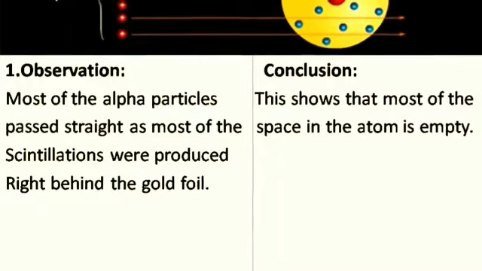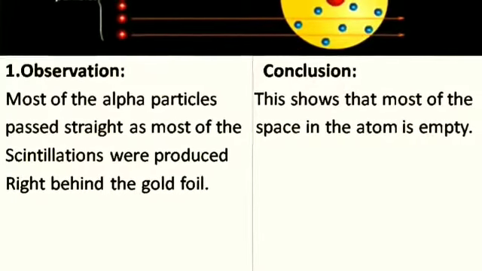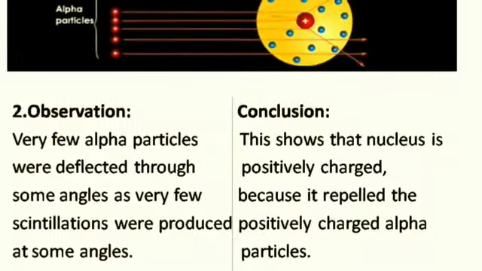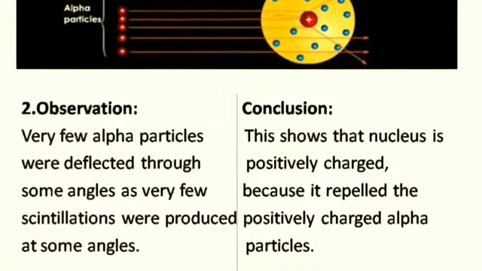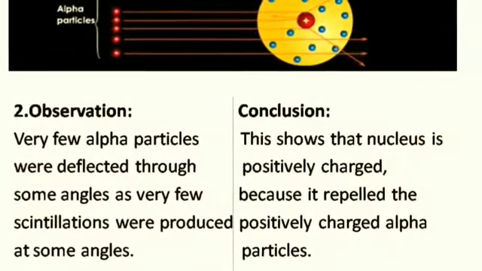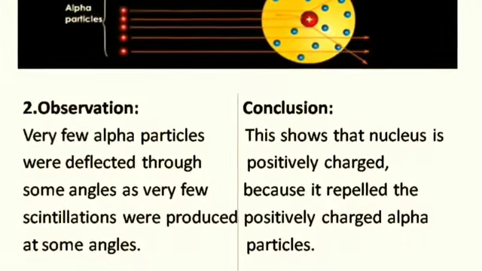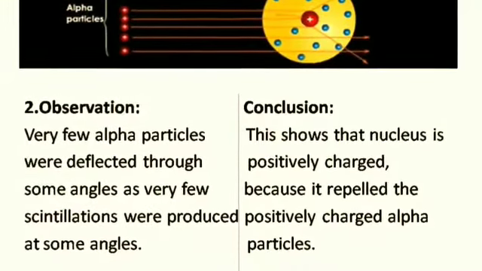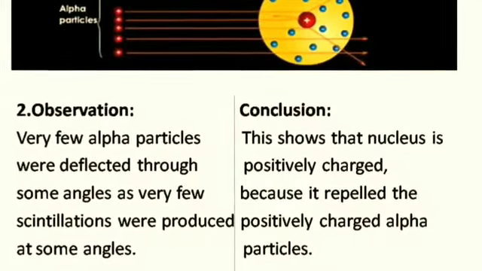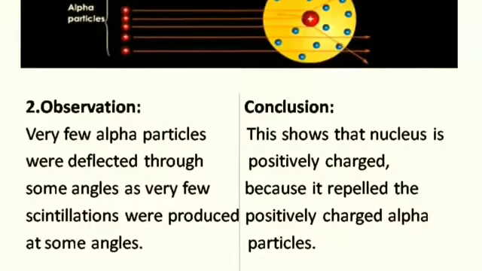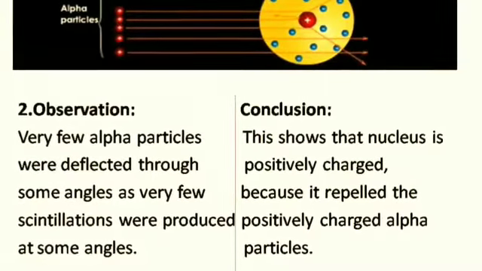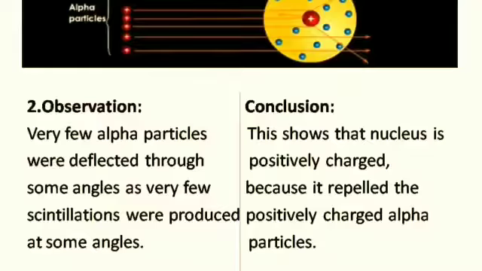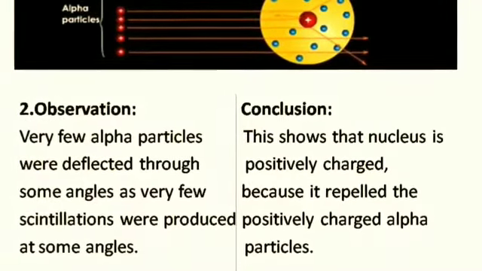Number 1. Most of the alpha particles pass straight as most of the scintillations were produced right behind the gold foil. This means most of the space in the atom is empty. Observation 2: very few alpha particles were deflected through some angles as very few scintillations were produced. This means that nucleus is positively charged because it repelled the positively charged alpha particles.